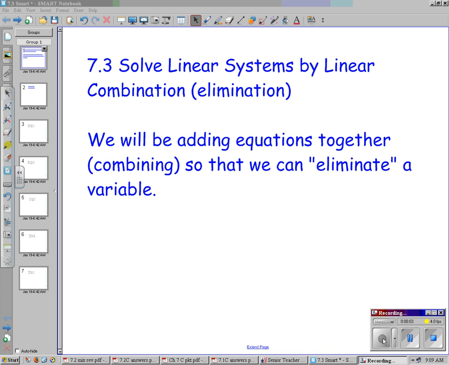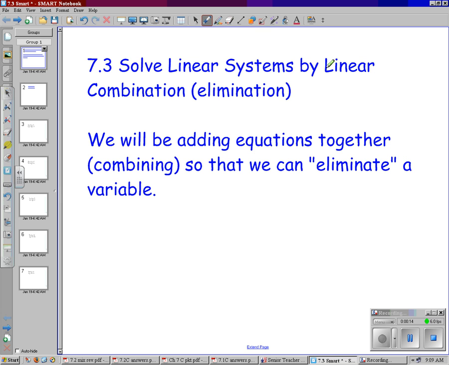Today we are going to work on section 7.3, which is the second method for the algebraic solving of a linear system. I have two wordings up here. One of them is linear combination. The other one is elimination. I will be using both wordings when I talk. I will use both wordings in my tests, my quizzes, because the author uses both in the textbook. I want you to be familiar with both.